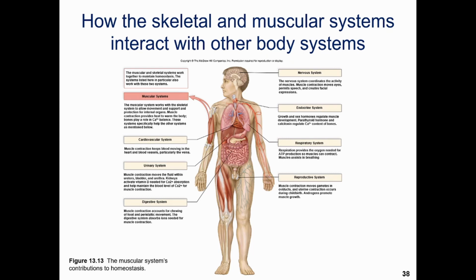And then the reproductive systems need muscle contraction to move gametes. So when you move an egg or sperm around, you need muscle to contract to move those. And for those who've had children, you're very familiar with uterine contractions, and that's all due to muscle as well. You probably aren't a fan of it, but it was something that helped to get that child out of your body. And then androgens and some of the sex hormones are going to help promote muscle growth as well. They're going to be sending that signal to the skeletal and muscular systems to say, hey, it's time for you to grow, especially around puberty.